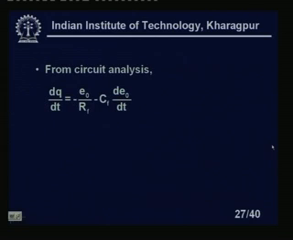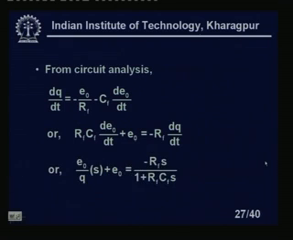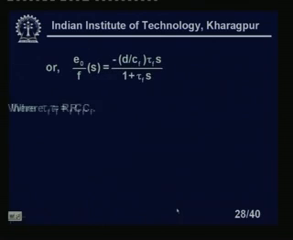Now, from circuit analysis, we can say that dq by dt equals minus E naught by RF minus CF into dE naught by dt. So, this will give you RF into CF into dE naught by dt plus E naught minus RF into dq by dt. Just algebraic manipulations we are doing. Or we can write E naught by Q in S domain, E naught by Q in S equals minus RF S upon 1 plus RF CF into S, and E naught by F in S equals minus D by CF, tau F S upon 1 plus tau F S, where tau F equals RF into CF.